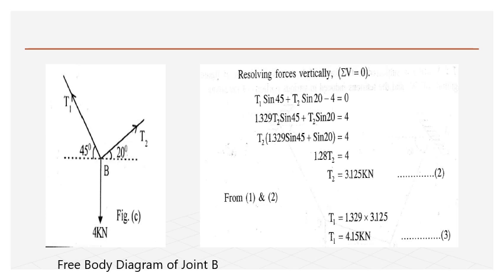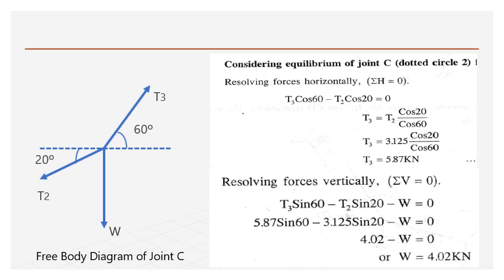So let's move on to the joint C. Again, apply the conditions of equilibrium. Sigma H is equal to 0. You get T3 cos 60, that is acting towards right, so plus, and T2 cos 20, that is acting towards left, so minus. T2 we already know from the joint B. So substitute that, we get T3 as 5.87 kilonewton.